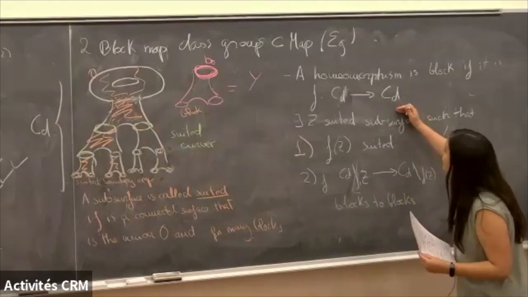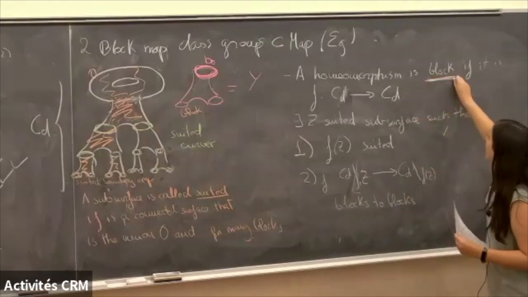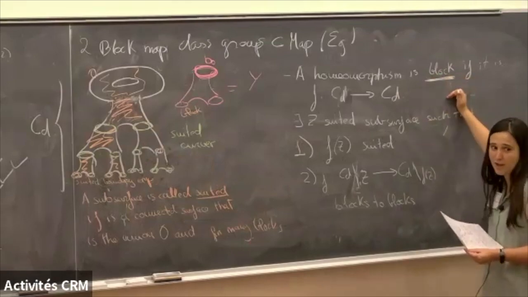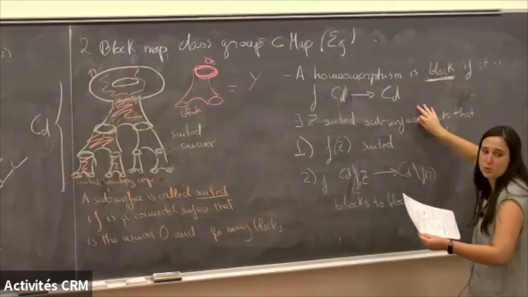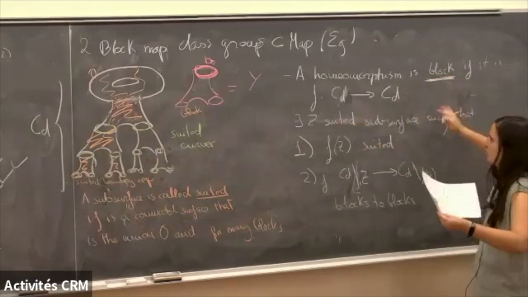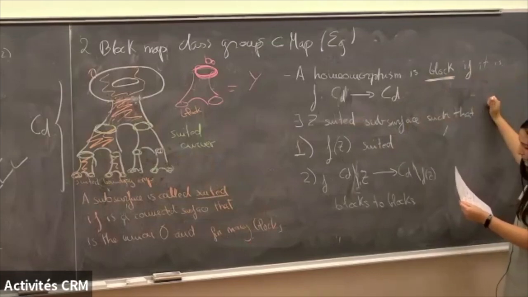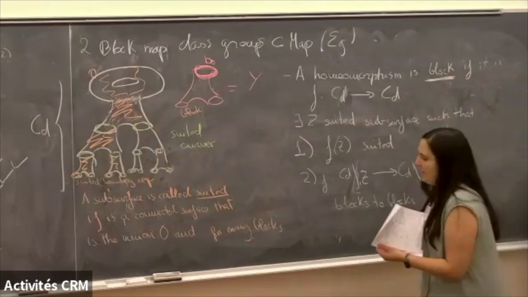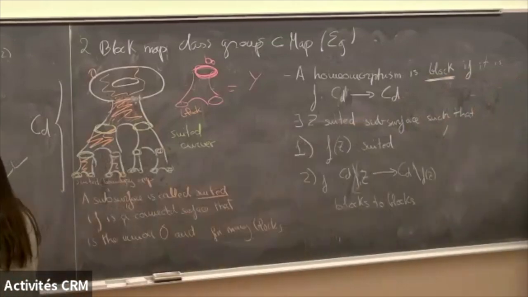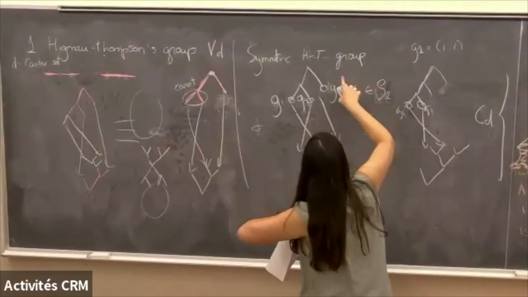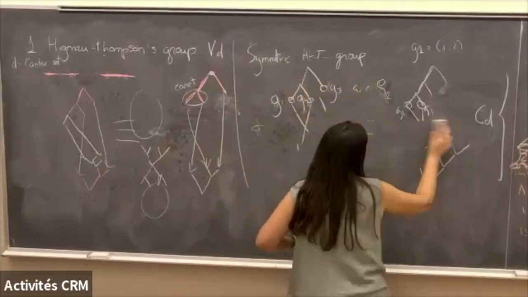So the set of block homeomorphisms is a group under composition. It works fine. Suited to suited, blocks to blocks. So composition works fine. Everything works fine. So yes, it's a group under composition. And so for now we have imitated the Higman Thompson groups, and now we want to imitate the symmetric Thompson group.